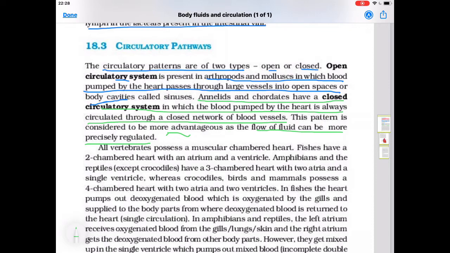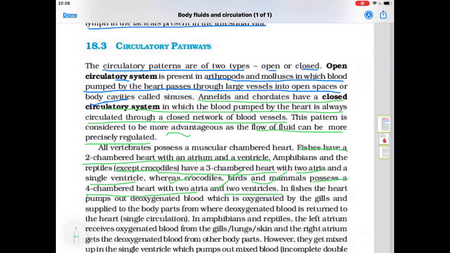All vertebrates possess a muscular chambered heart. Fishes have a two-chambered heart with one atrium and one ventricle. Amphibians and reptiles, except crocodile. Crocodile has a four-chambered heart, but otherwise amphibians and reptiles have a three-chambered heart with two atria and one ventricle. Whereas crocodiles, birds and mammals possess a four-chambered heart with two atria and two ventricles.